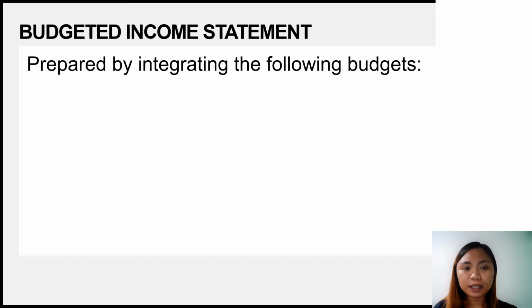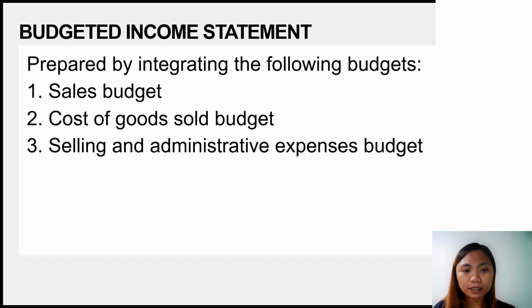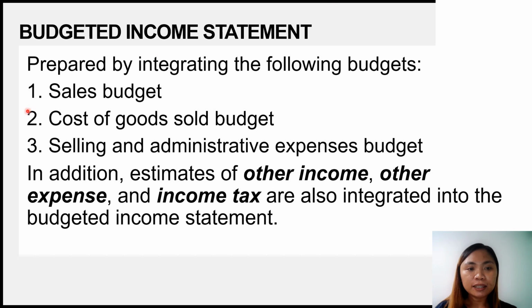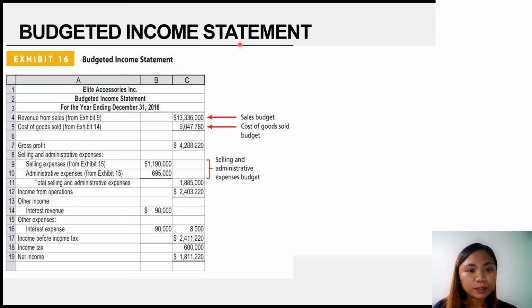So the budgeted income statement is prepared by integrating the following budgets. First is the sales budget, then the cost of goods sold budget, and also the selling and administrative expenses budget. And in addition to these three budgets, the estimates of other income, other expenses, and income tax are also integrated into the budgeted income statement. So this is how the budgeted income statement looks like. So this is for Elite Accessories Incorporated for the year ending December 31, 2016.